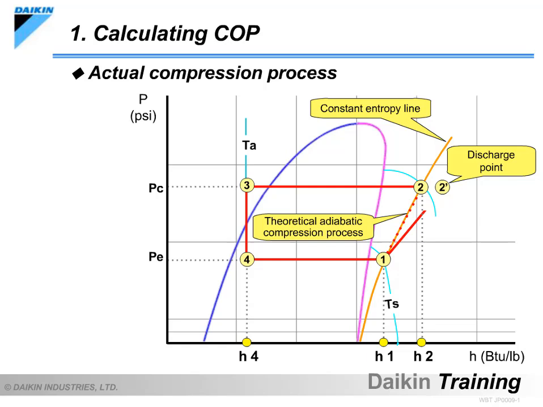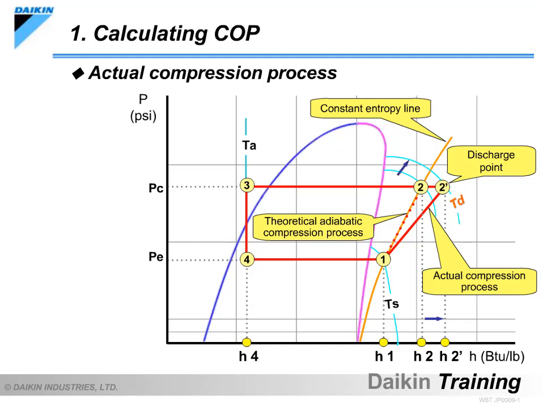This is because the resistance against the refrigerant vapor and the energy loss due to mechanical friction within the compressor are absorbed by the refrigerant as heat. This effectively increases the specific enthalpy of the compressor discharge point and raises the temperature.